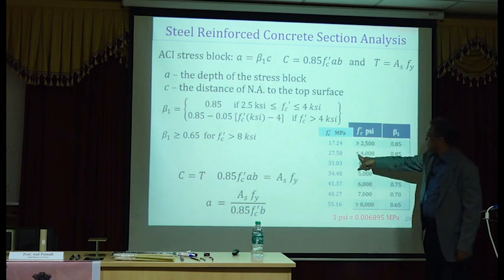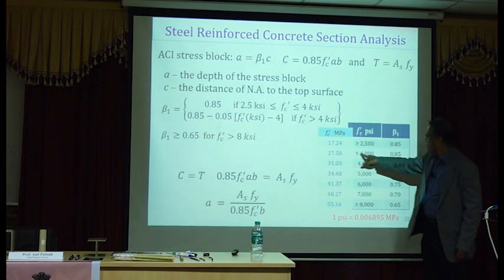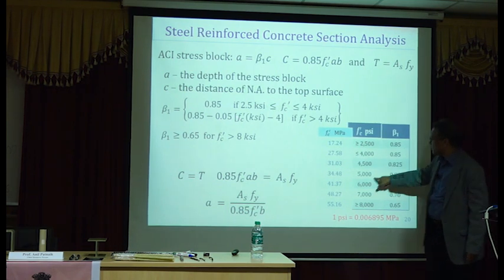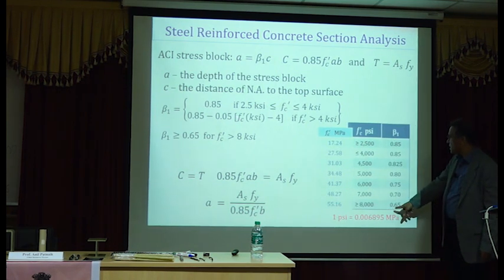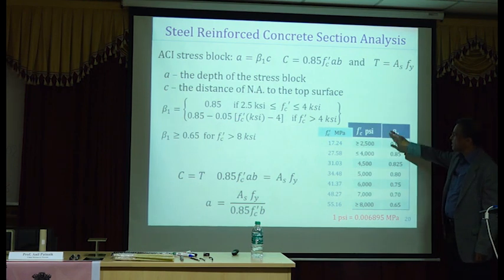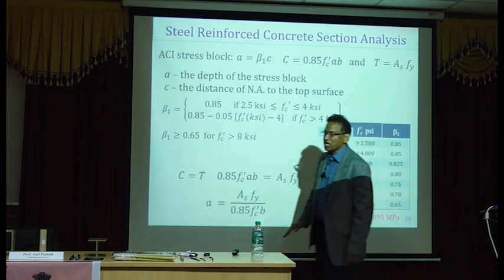But anyway, for 4000 psi, that's 27.58 concrete, beta 1 is 0.85. For 55 MPa concrete, it's 0.65. Anywhere in between, do a linear interpolation.